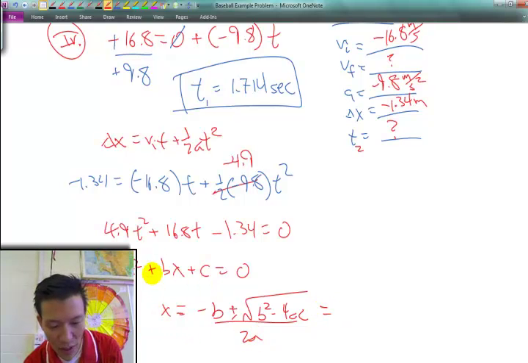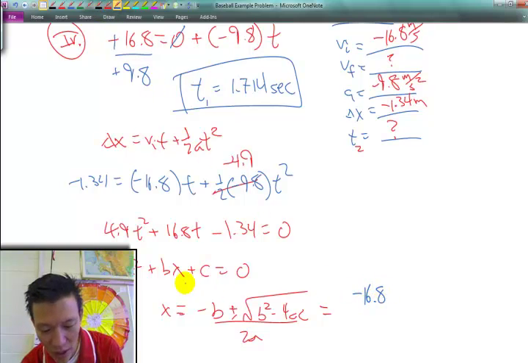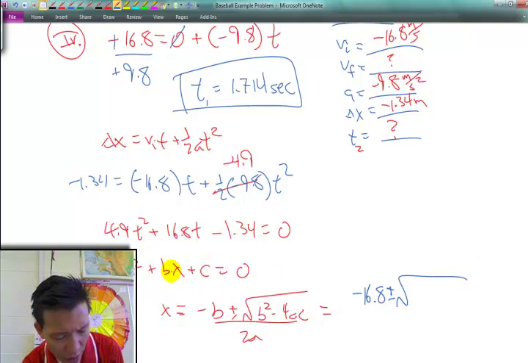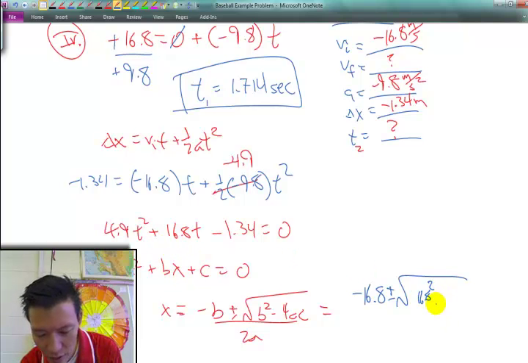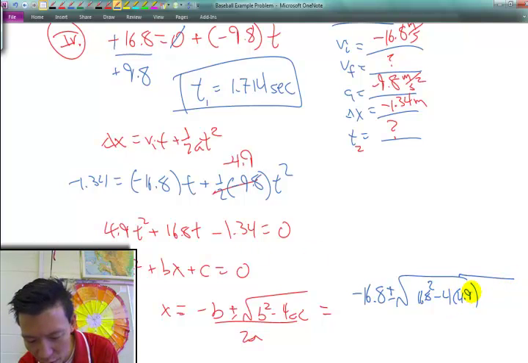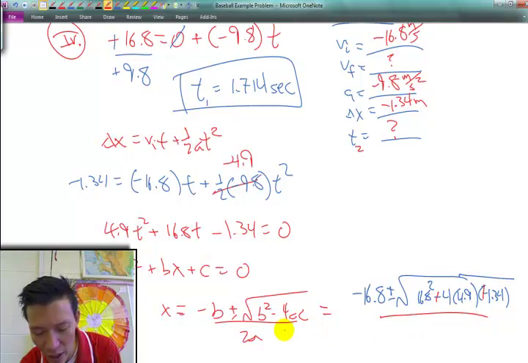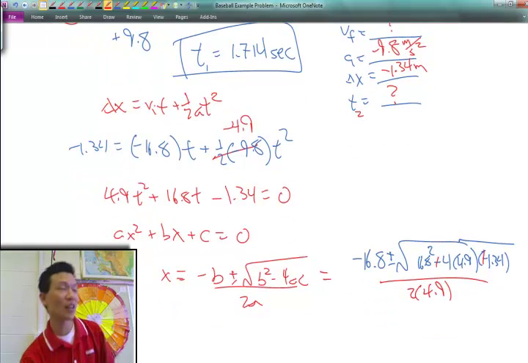Not fun. We got a quadratic formula. Let's just go ahead and put in the values here, right? So we're going to have negative b would be negative 16.8 in this case. You use your numbers, okay? Plus or minus square root of b squared. So in this case, it would be 16.8 squared minus 4 times 4.9 times c, which is negative 1.34. So the two negatives actually will become positives. That's actually good to know. And then we want to divide the whole thing by 2a, 2 times 4.9, which is 9.8.